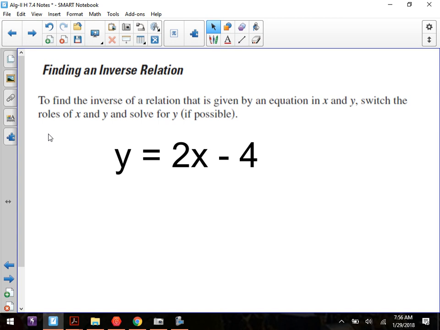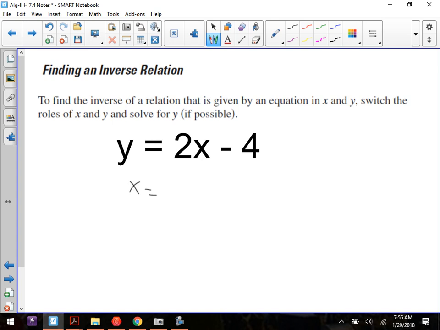If I switch x and y, I get x equals 2y minus 4. And then in order to solve for y, what do we do? Add 4 and divide by 2. So y would equal (x plus 4) all over 2. And that's the inverse of 2x minus 4.